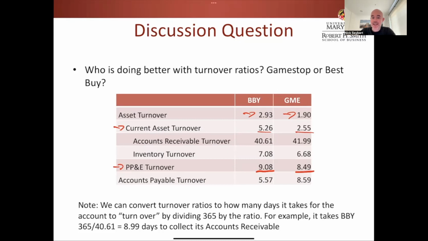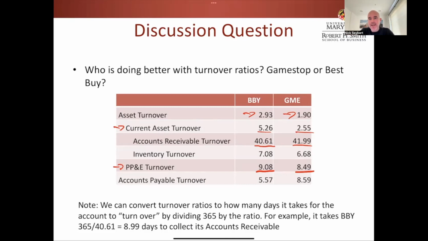Well, let's go look at accounts receivable and inventory. The two ratios that can be interpreted as how many times per year something happens, right? And it's very high for both companies. Accounts receivable for Best Buy, they collect their accounts receivable 40.6 times per year. GameStop collects their accounts receivable about 42 times per year. So it's actually reversed here. GameStop is actually doing a better job, or they collect cash from customers faster than Best Buy does. So that doesn't explain it.